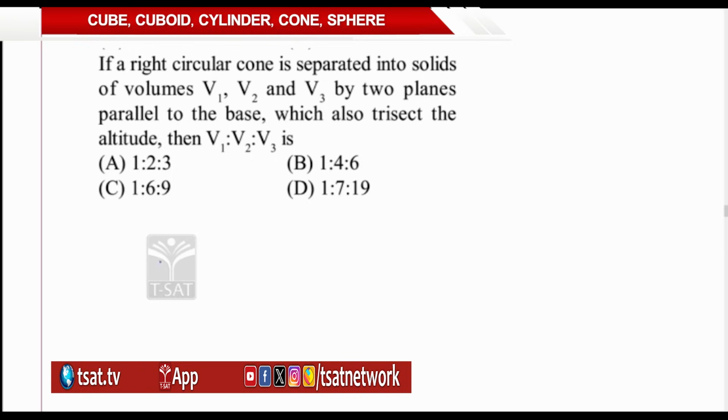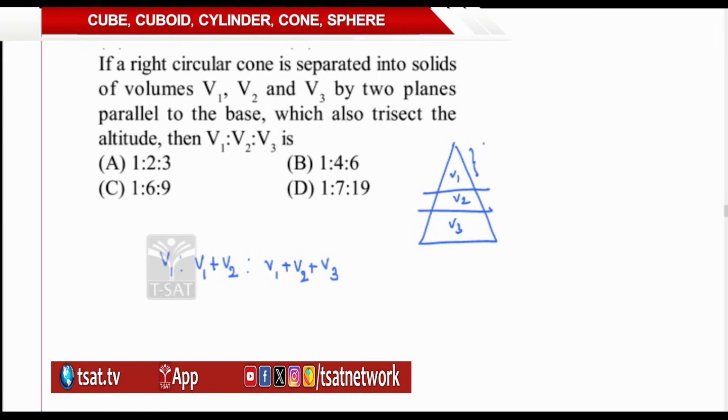So if you look at, I told you, V1 is to V1 plus V2 is to V1 plus V2 plus V3. While explaining the properties of a cone, if you are trisecting it by using 2 planes, this is V1, V2, V3. So V1 is a cone, V1 plus V2 is also a cone, V1 plus V2 plus V3 is also a cone. Now how do the radius and height vary? It is in the ratio 1:2:3. Therefore, when it comes to volume, it becomes 1 cubed is to 2 cubed is to 3 cubed, which is 1:8:27.